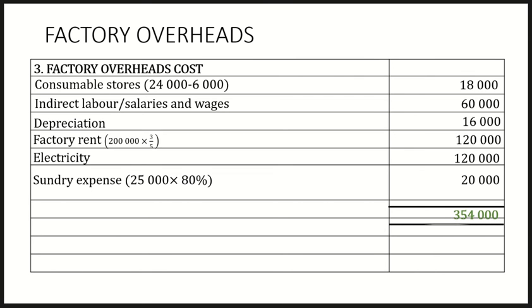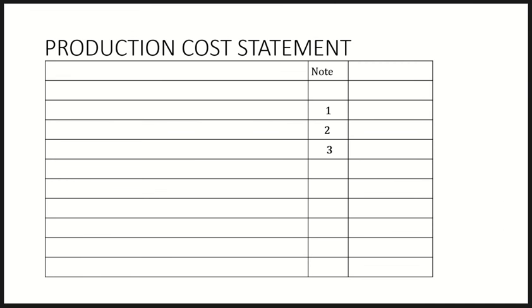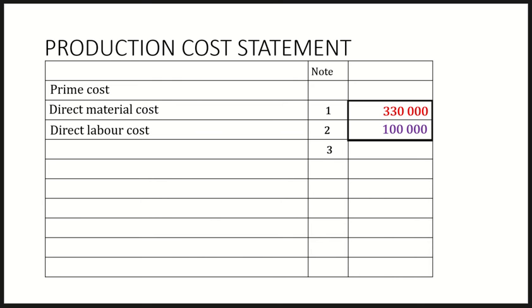Now we're gonna go straight to our production cost statement. Remember, it starts with what? It starts with direct material cost, or you can simply say direct materials issued to production. It's totally up to you. Which was how much? 330. And then you're gonna have your direct labor, which was 100,000. You add those two, they will give you your prime cost. Well, prime cost is the one here on top. For this example, it's on top.